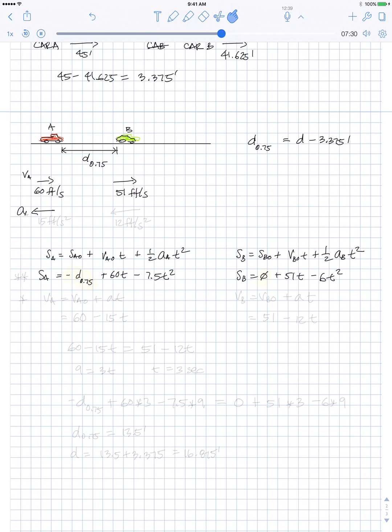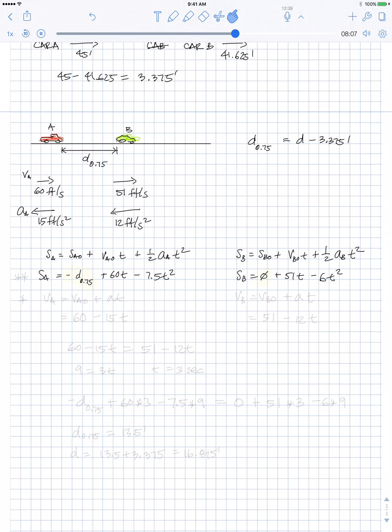Car A is decelerating at 15 feet per second squared, and B is decelerating at 12 feet per second squared. And so what we need to do is figure out what this D 0.75 has to be so that A doesn't hit B. And then once we get D 0.75, we have to add that extra 3.375 feet that car A caught up on car B over the first 3/4 of a second.